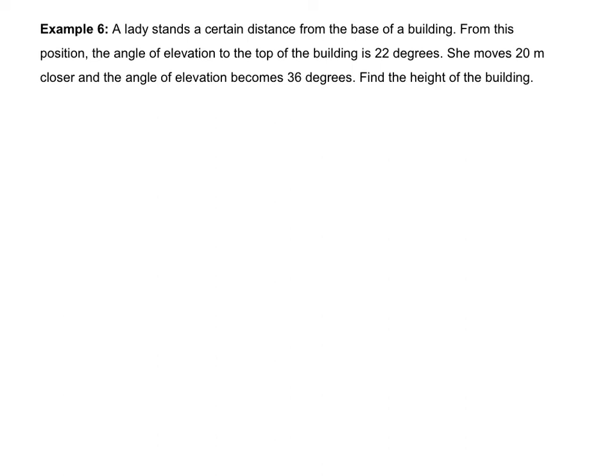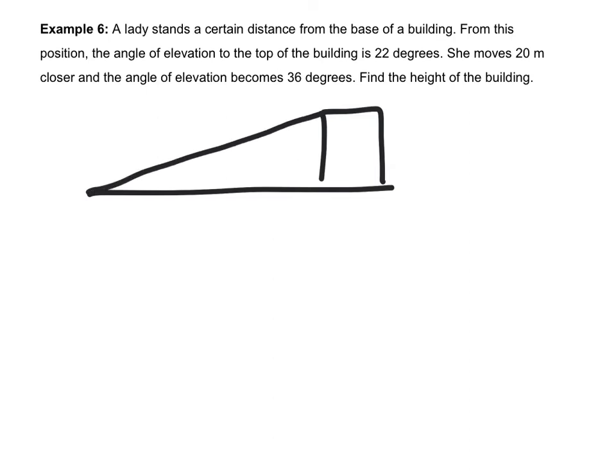So a lady stands a certain distance from the base of a building, and from here the angle of elevation to the top is 22 degrees. Okay, so we're going to say this is the first situation. There's the building, this is where the woman is standing, and the angle of elevation is 22 degrees. Now this certain distance that we're talking about from here to here, we're going to call it x.